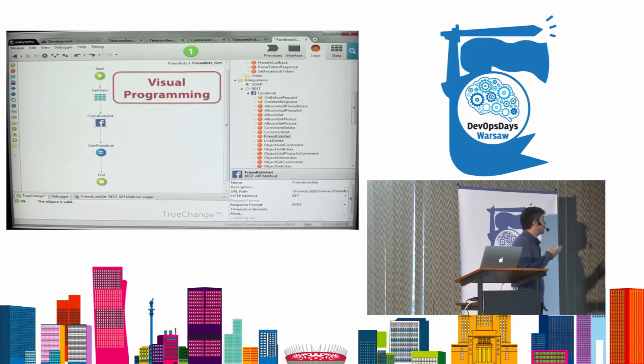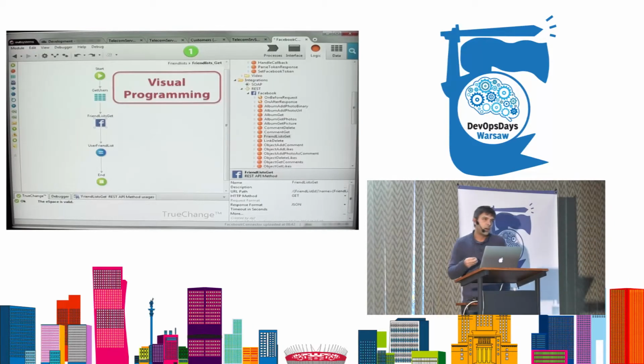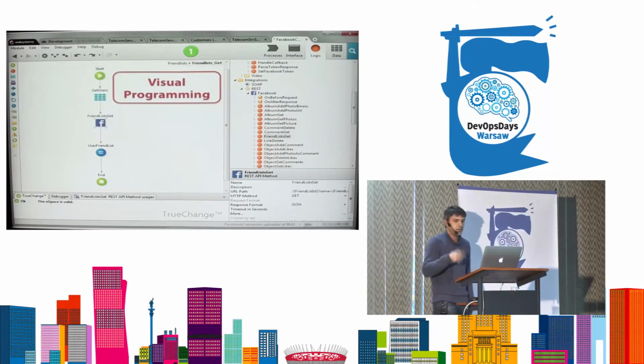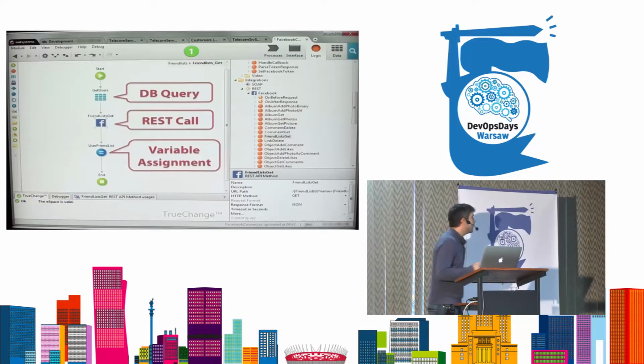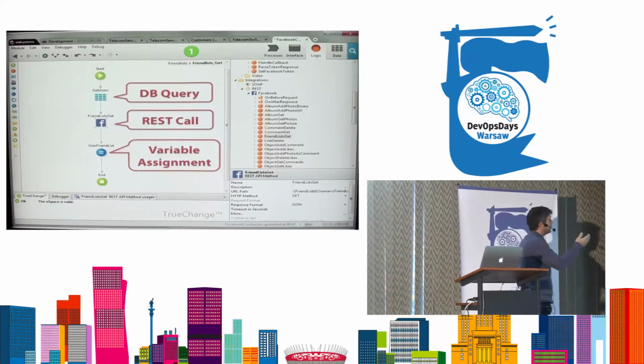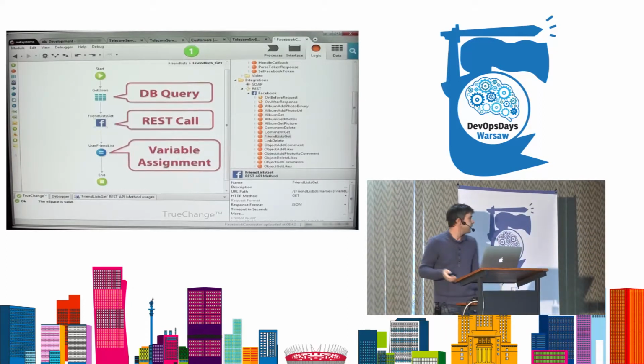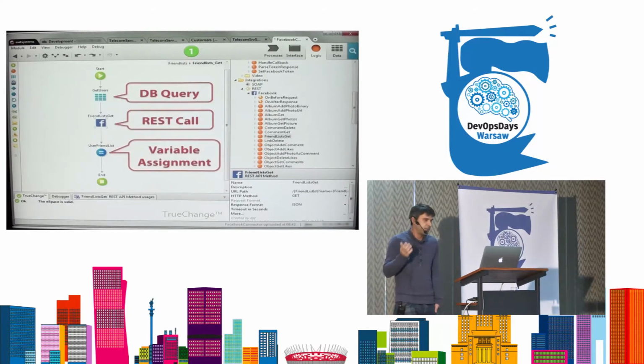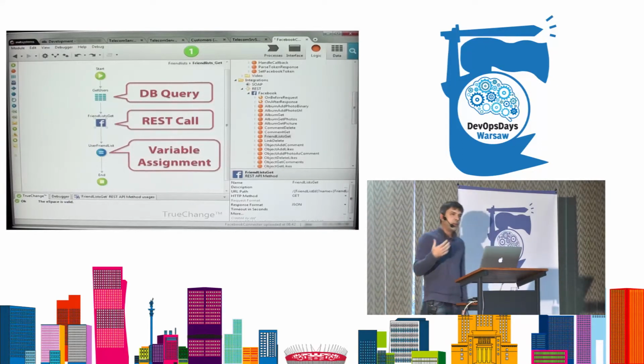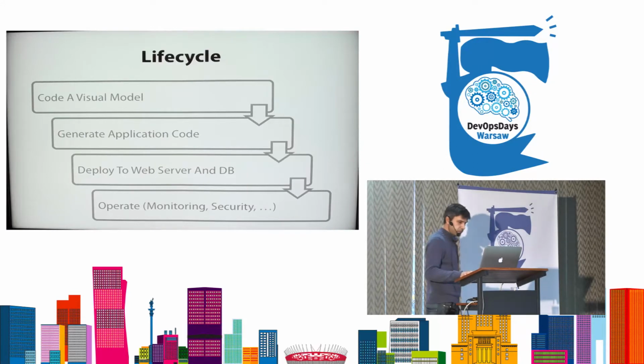The difference is that we do it all visually. So this is Service Studio, it's our IDE, and it's all visual. You don't have to write almost any textual code. This is code, but this is visual. So this is like an action or a method, and you have a workflow. First, you are executing a DB query, then we are making a REST call, in this case to Facebook, and then we do just a plain variable assignment. And we generate a model from this.